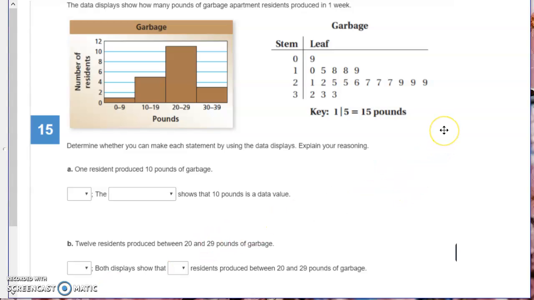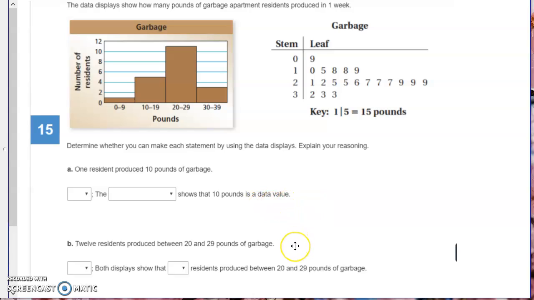The last question here says, the data displays how many pounds of garbage residents produced in 1 week. And you can see the same histogram and the stem and leaf plot. Number 15 says, determine whether you can make each statement by using the data displays. Explain your reasoning. One resident produced 10 pounds of garbage. Well, my answer to this one would be yes, because I can see one resident had 10 here on this stem and leaf plot.